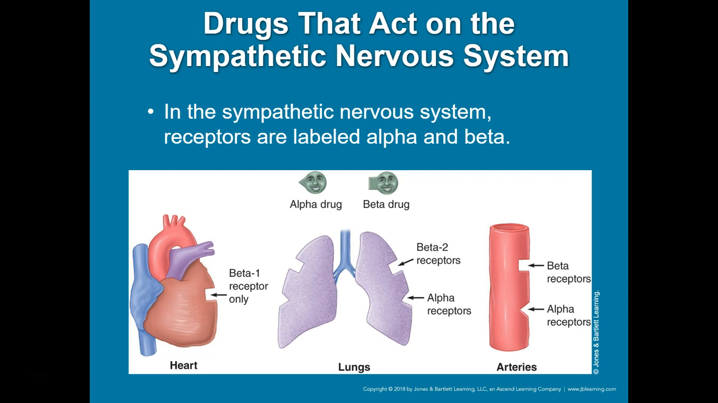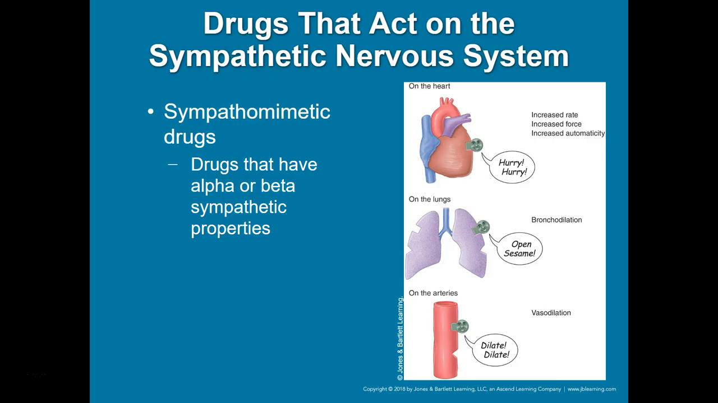Heart has beta 1 receptors on it. The lungs have beta 2 receptors on them and alpha receptors. And then the arteries have beta and alpha receptors. Typically more alpha than beta. So we are going to give alpha and beta drugs to affect the heart and lungs. Epinephrine is a big one. That's kind of the most popular one, but there's lots of different ones that we'll discuss.